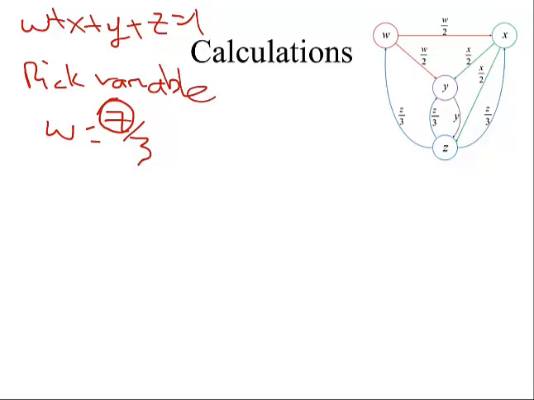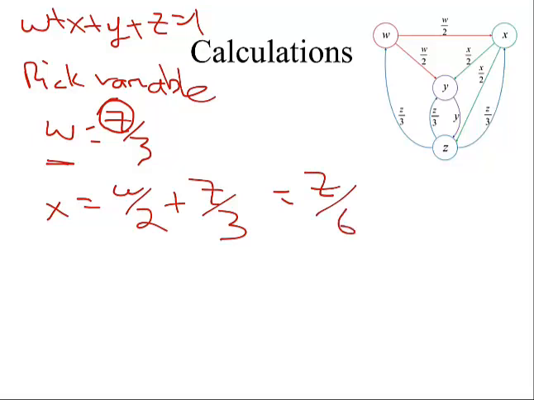And so now we have this relationship for W, so now let's try to get X in terms of Z only. So we already know that X is equal to W over 2 plus Z over 3, which is equal to, since W is Z over 3, we have Z over 3 divided by 2, which is just Z over 6 plus Z over 3. And that comes out to be just Z over 2. So X is equal to Z over 2, W is equal to Z over 3. So then now we can go ahead and look at Y.